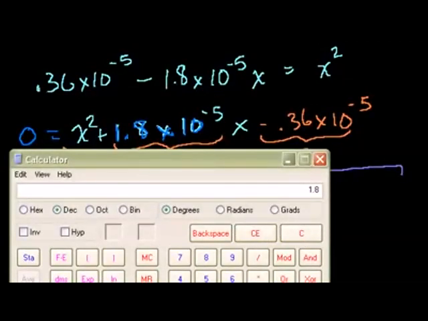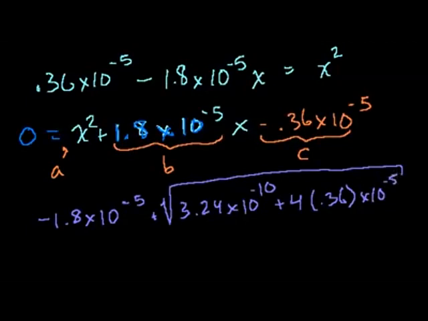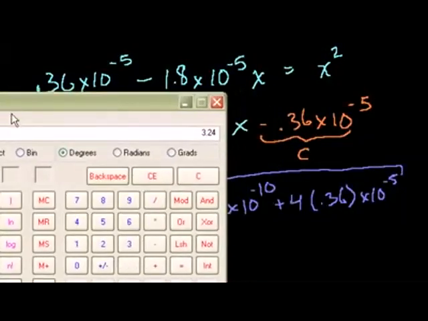If you square it, 3.24. So it's 3.24 times, if you square 10 to the minus 5, that's 10 to the minus 10, minus 4 times A, which is 1, times C, which is minus. So it's 4 times, the minuses cancel out, times 0.36 times 10 to the minus 5, which is, let's see, 4 times 0.36 is equal to 1.44. I should have been able to do that in my head.